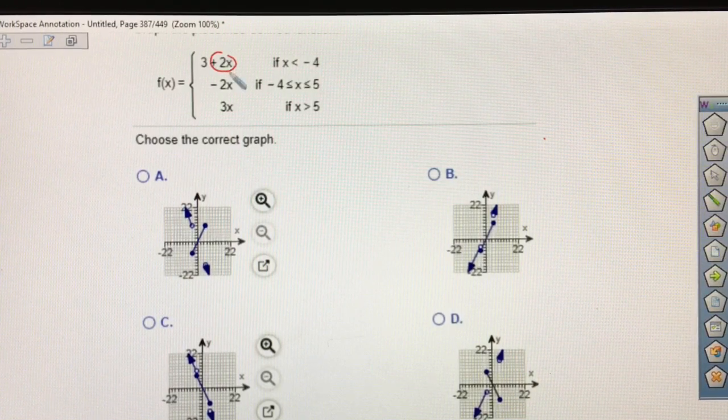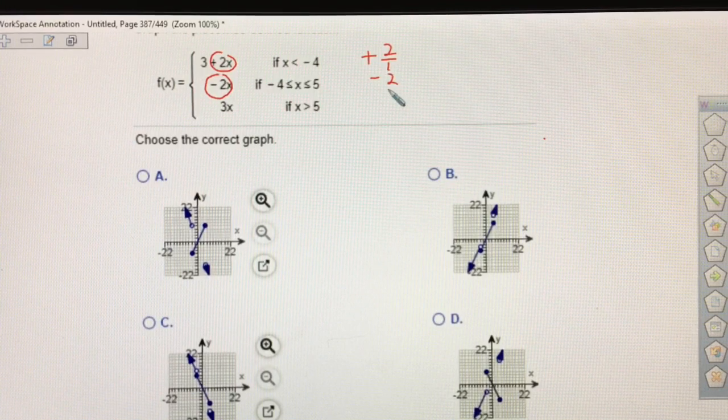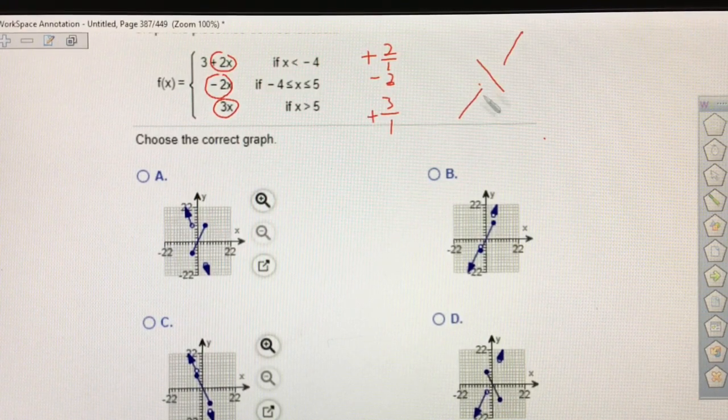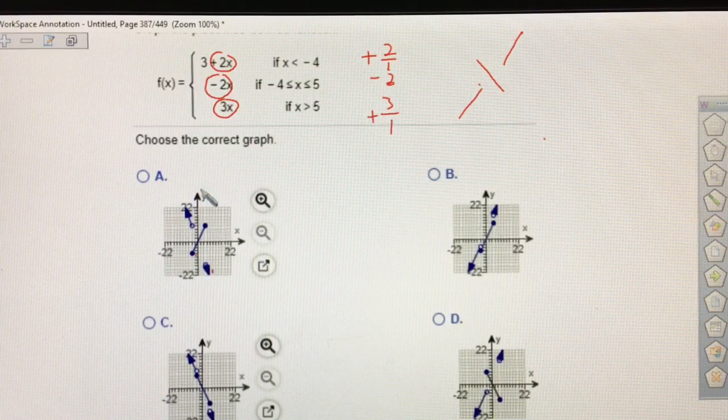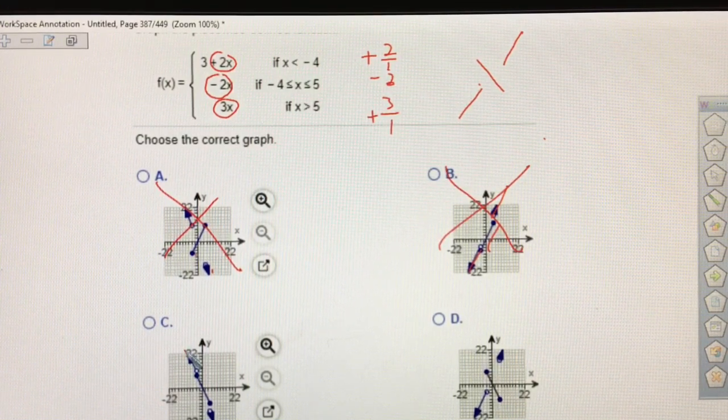That's a positive slope, positive 2x. So the slope is positive 2 over 1. This is a negative slope, negative 2 over 1. And this is a positive slope, positive 3 over 1. So it's going to go positive, coming in, negative, positive. So it should have that little alternating. So negative, positive, negative. It is not A. B is positive, positive, positive. It cannot be B. C is negative, negative, negative. It cannot be C. Positive, negative, positive.